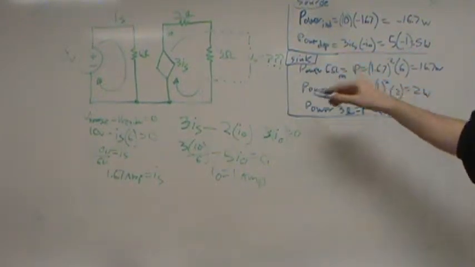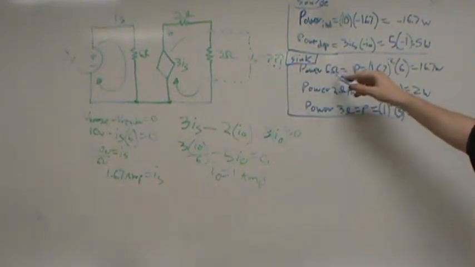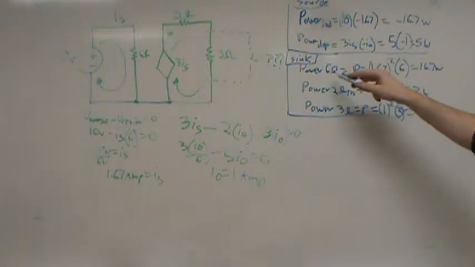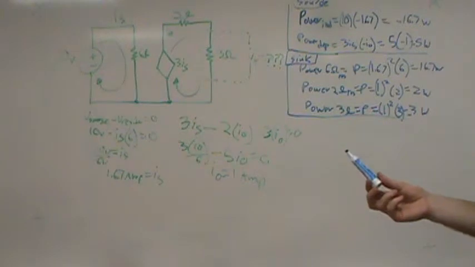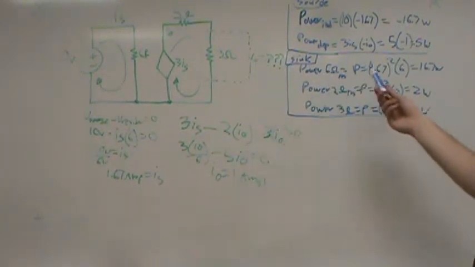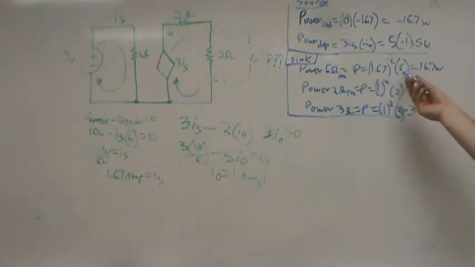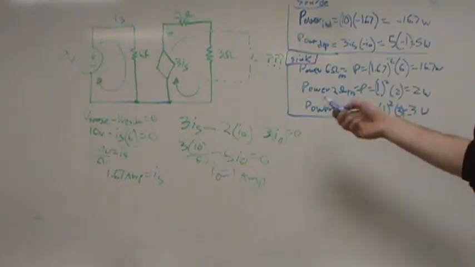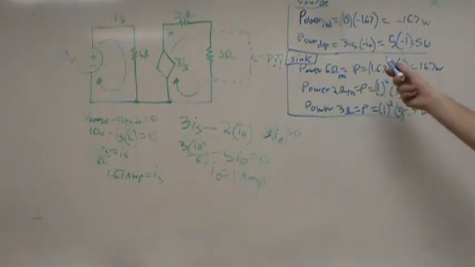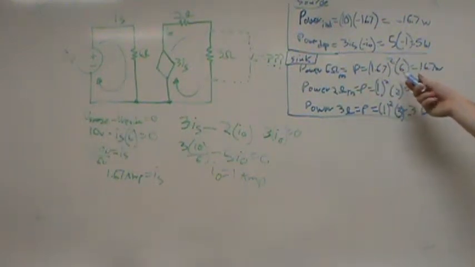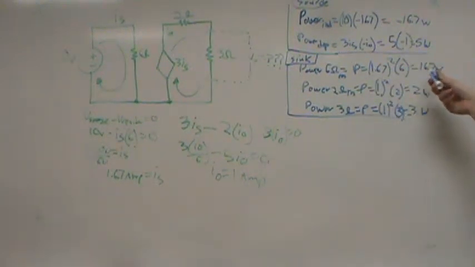So if we go to then our sinks, we're going to have our power of the 6 ohm resistor. Power of our 6 ohm resistor, which is over there, is going to equal the current, which is 1.67, which we solved of IS, squared times 6. Because remember, power equals IV, V equals IR, so we can substitute that out to make it power equals I squared times resistance. Anyway, that's going to be 16.7 watts.